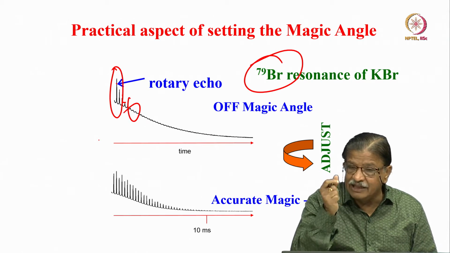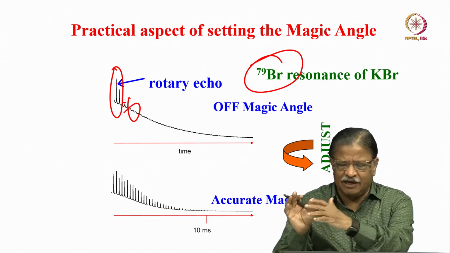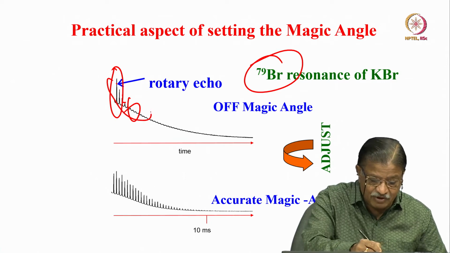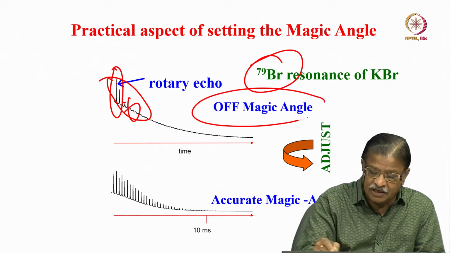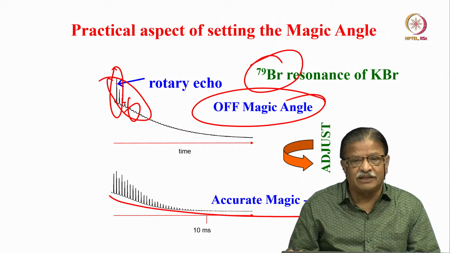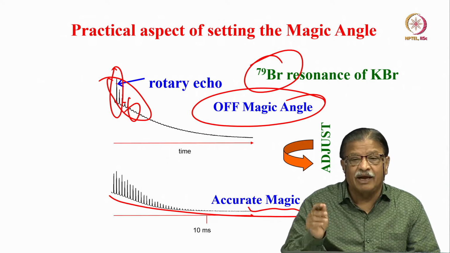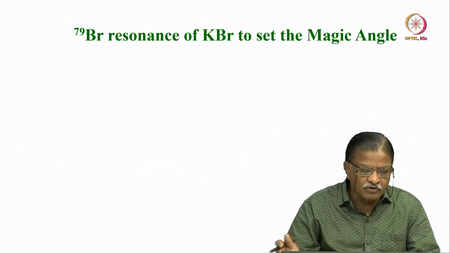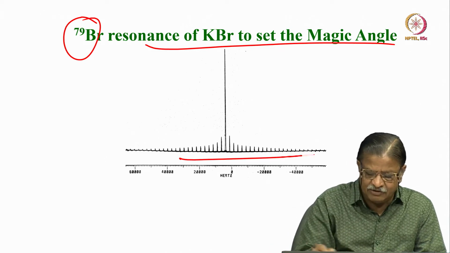Then you can start varying the angle in the probe, the magic angle. There is a provision for you to change the angle, keep on changing. If the number of rotary echoes that you see is very much less, that means you are off the magic angle. You keep on tuning such that you get more rotary echoes like this. The more rotary echoes you get, the more accurate the magic angle is. You are coming very close to the magic angle. That is what it is. So the bromine resonance of potassium bromide, if it is taken and we set the magic angle, this is how the spectrum comes.